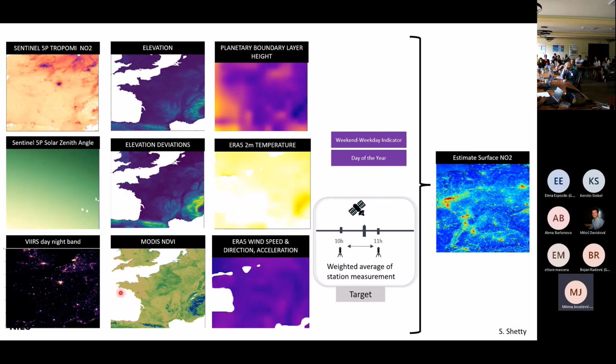Then we have a simple MODIS NDVI. NDVI is a vegetation index that tells you how green a pixel is and how urban it is. So that is basically just a proxy for the urbanness of an area, how densely built up it is. And finally, she's using wind speed, wind direction, and acceleration of the wind. It's also from the ERA5 model, but surprisingly has not a strong effect. I was also surprised about that. And then we keep the indicators of day of the year, and out of that then comes an estimate of NO2.